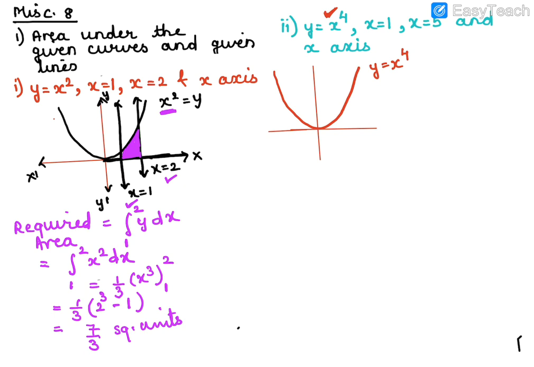And then I have two lines. x is equal to 1. This is one line. x is equal to 1. Of course, x, x dash, y, and y dash. And there's another line which is x is equal to 5. Something like this. So again, my required area is between this curve and the two lines and x-axis. तो इतना area है मेरे पास.